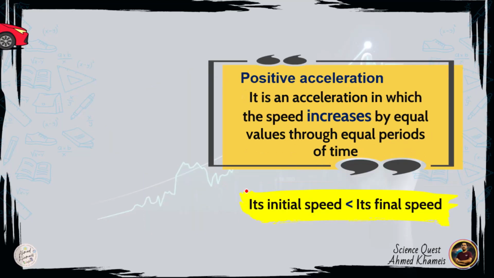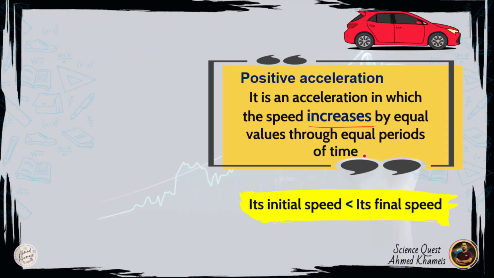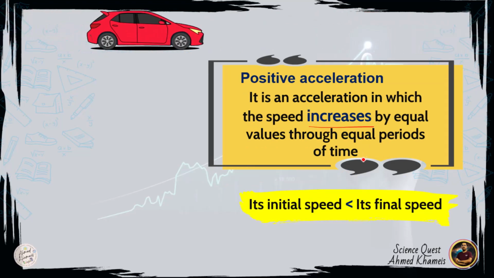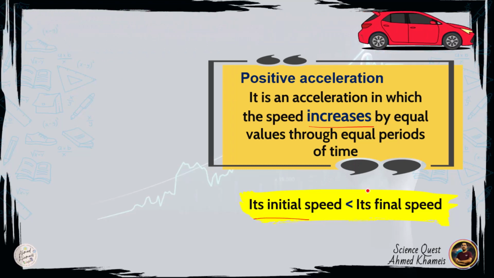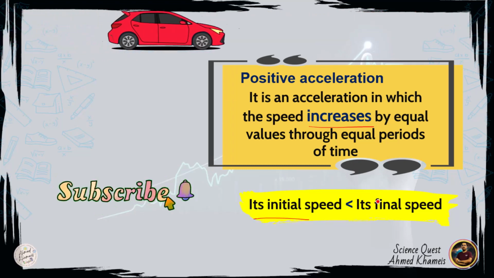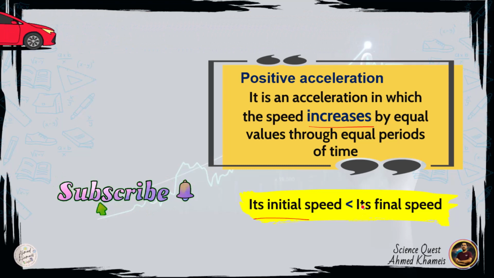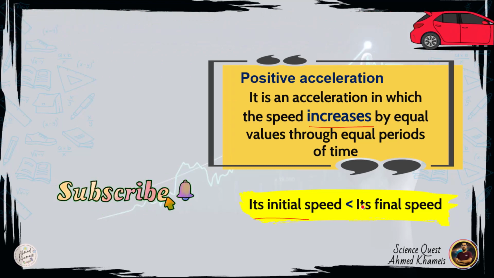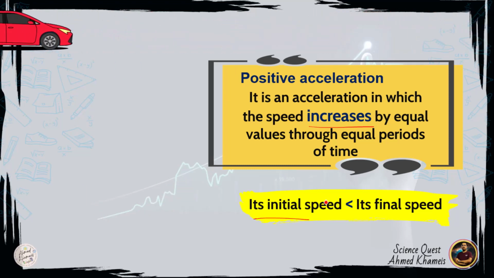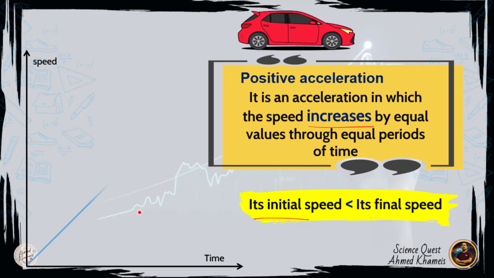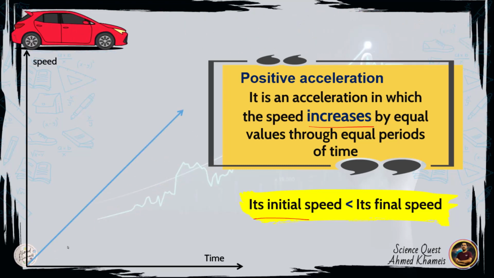So positive acceleration is an acceleration in which the speed increases by equal values through equal periods of time. As you see, the speed of the car increases with time, and in this case the initial speed will be less than the final speed. And because it's positive, that means the speed increases by increasing time. So the relation between speed and time will be a direct relation, represented by a straight line passing through the origin point.